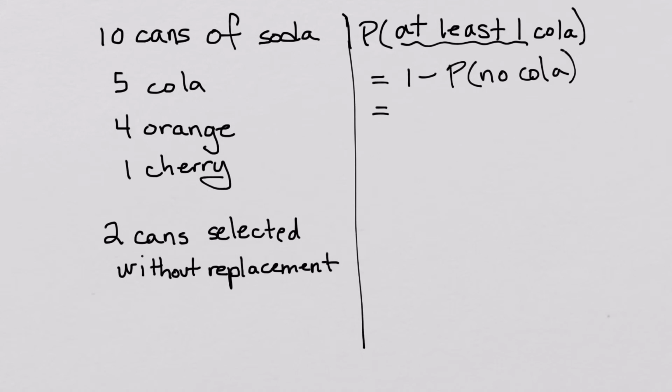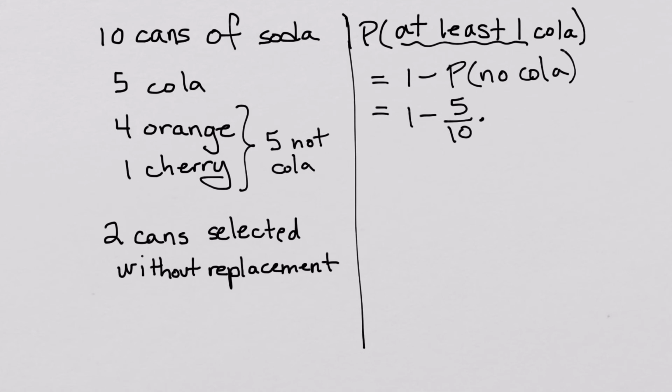So now, how do I calculate the probability that there are no colas? Well, let's take a look at what we have. We have 5 that are cola, and we have 5 that are not cola. So I add together all the other possibilities other than cola, and in this case that's just orange or cherry. 4 and 1 makes 5, so 5 that are not cola. So when you draw the first can, then you have a 5 out of 10 probability that you get something that's not cola.